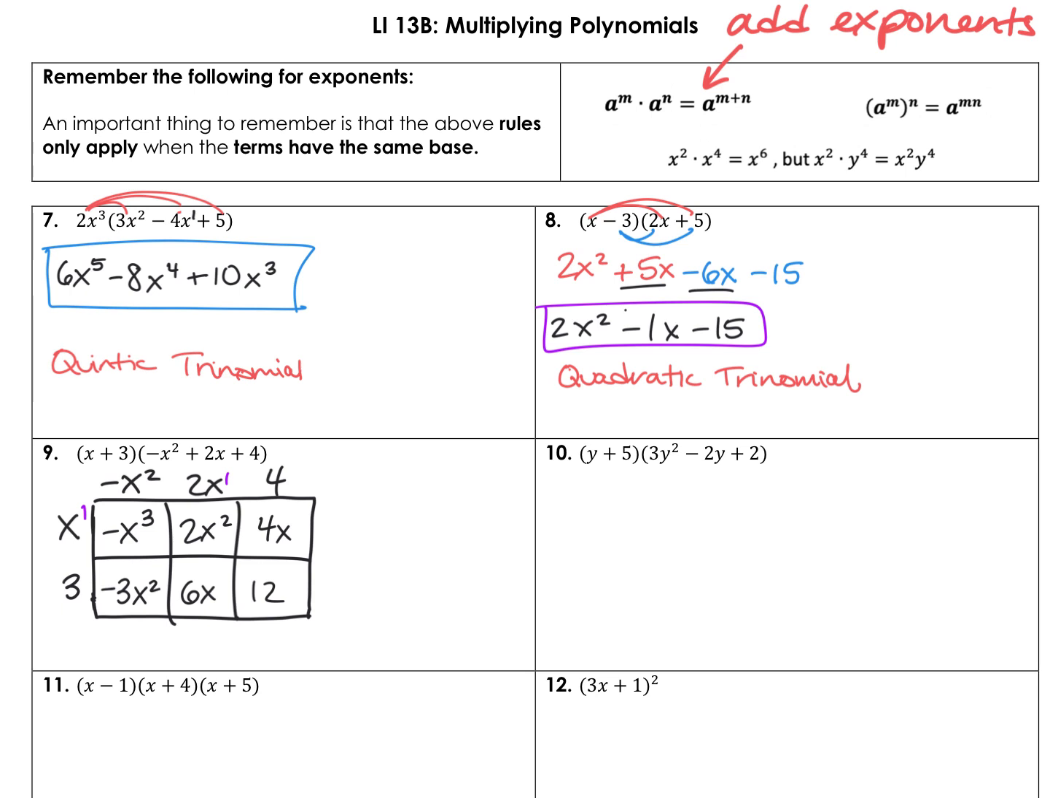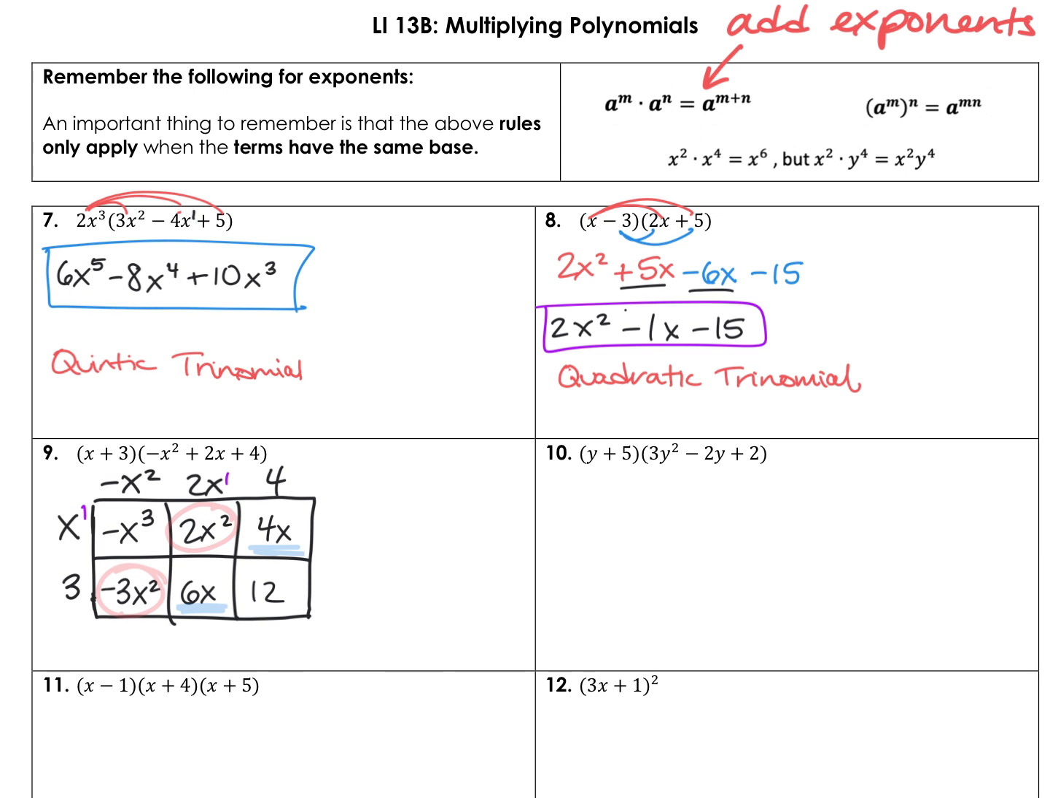So first figure out your like terms. What's a like term here to negative 3x squared? 2x squared, they all said. Okay. And then 6x is a like term to 4x. So we want to go ahead and combine those.